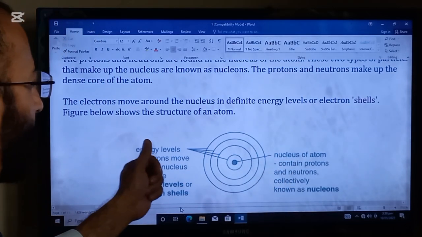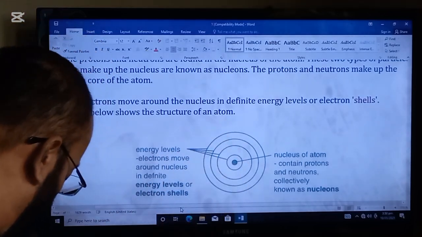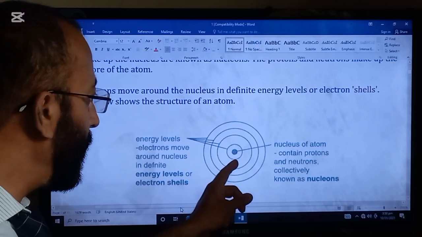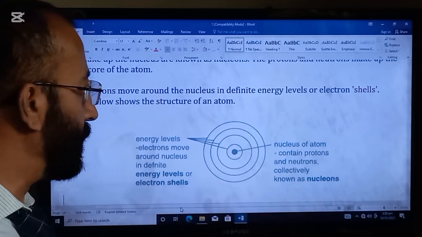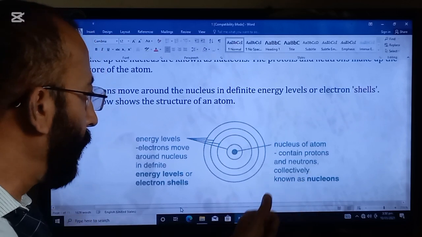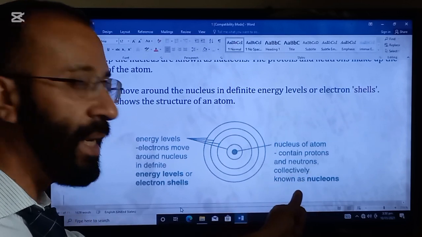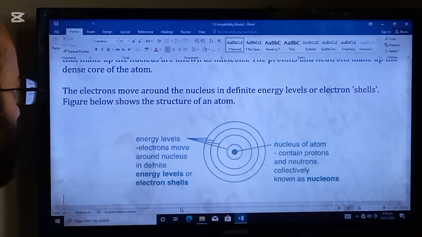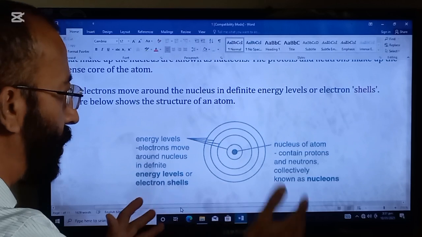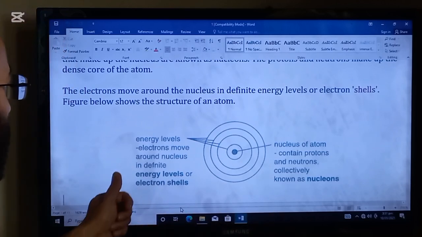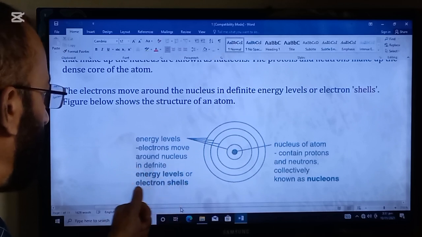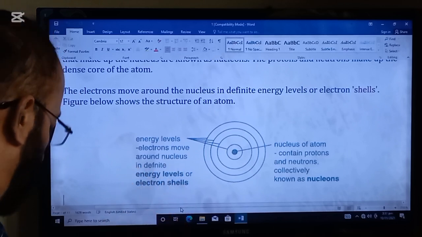Figure below shows the structure of an atom. Here is the structure. This dense core is called nucleus of the atom. Contains protons and neutrons, collectively known as nucleons. And here are the shells in which electrons move about. Energy levels: electrons move around nucleus in definite energy levels or electron shells.